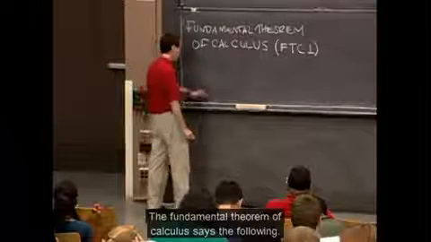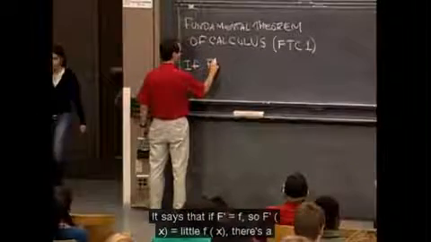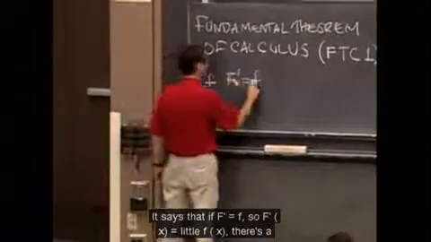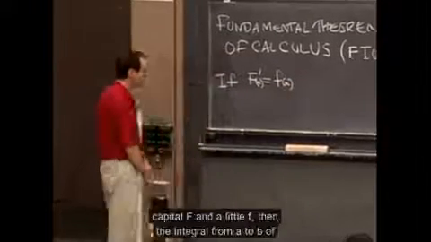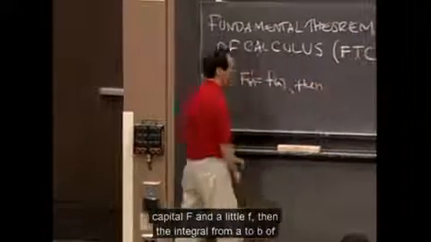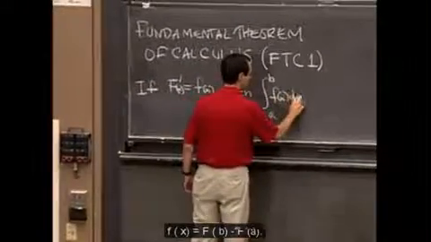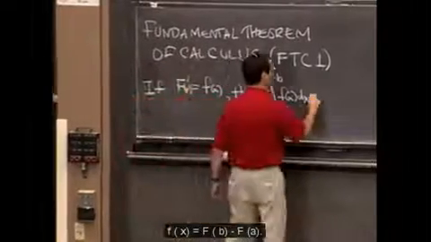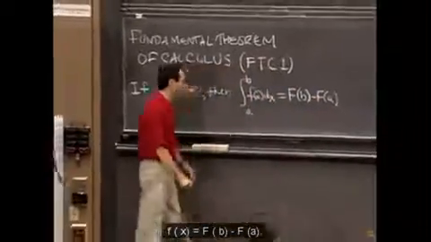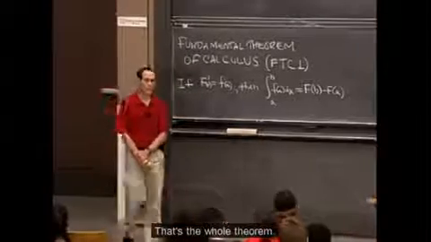says the following. It says that if F prime is equal to f, so F prime of x is equal to little f of x, a capital F and a little f, then the integral from a to b of f of x is equal to F of b minus F of a. That's it. That's the whole theorem.